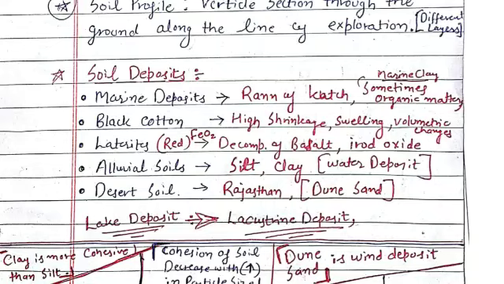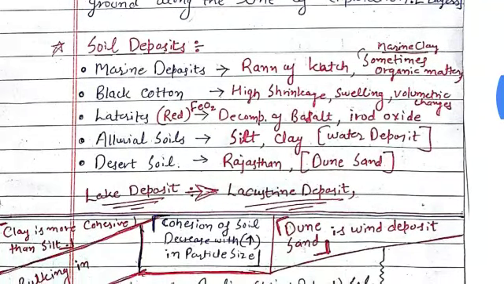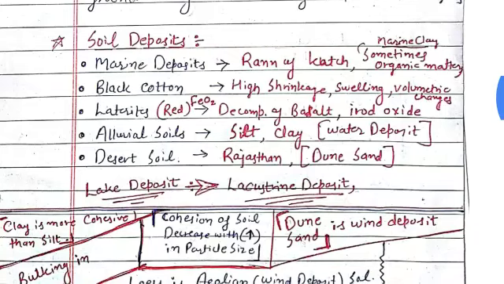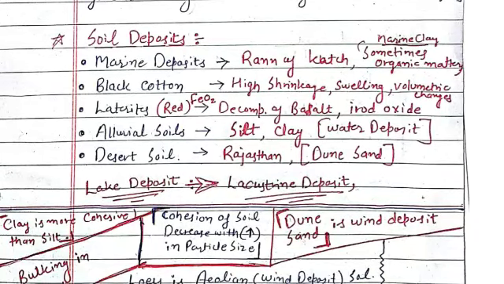Next one, laterites. Laterites are decomposition of basalt and contain iron oxide, which is responsible for the red color in laterites. Next one, alluvial soils, that is silt, clay, and it is also known as water deposit. Next one, desert soil. Desert soils are formed mainly in Rajasthan, also known as dune sand. Lake deposit, also known as lacustrine deposit.